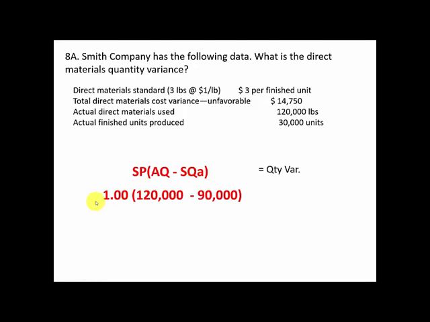So it's $1, which is the standard price, times the difference between the actual quantity that we used, 120,000 pounds, compared to the standard quantity allowed to make 30,000 units, which would be 30,000 times 3, or 90,000. So we're going to have 30,000 in the brackets here. That's the difference, times $1, or $30,000, and the variance is going to be unfavorable because the actual quantity was higher than the standard quantity. So it's an unfavorable variance anytime we use more than the standard.